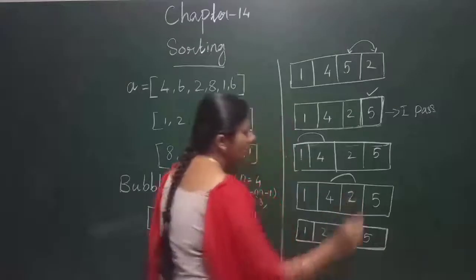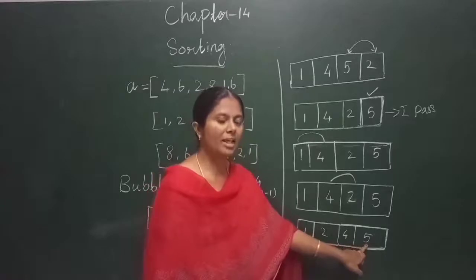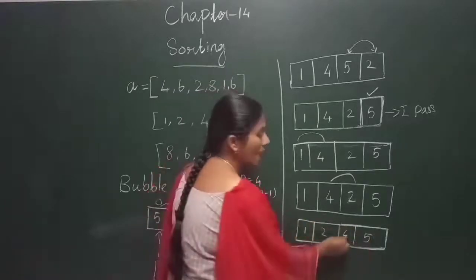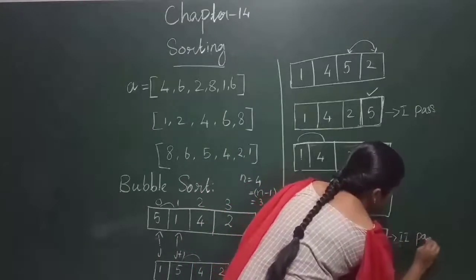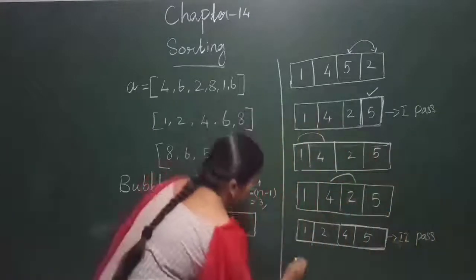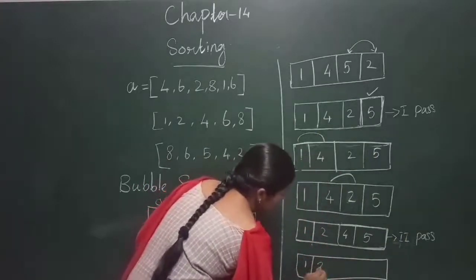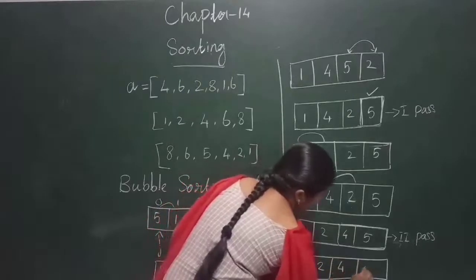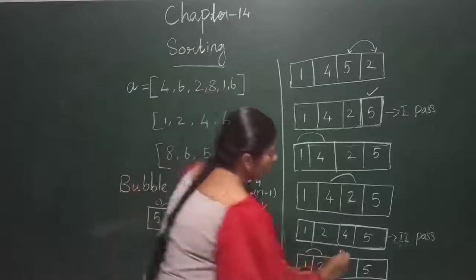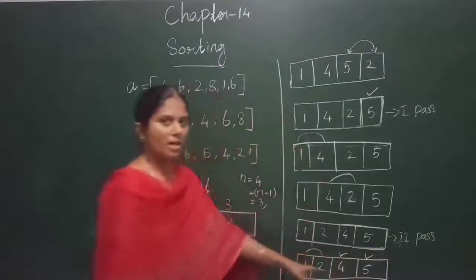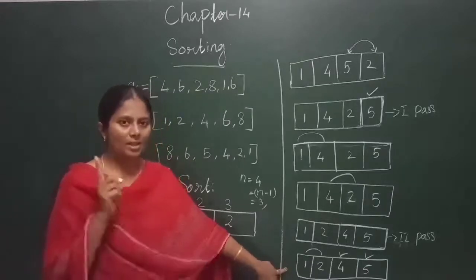Here we have completed the second pass. The largest two elements, 4 and 5, have come to the last two positions. This is the second pass. Next, the third iteration, the third pass, you check the elements 1, 2, 4, 5. Are they in the correct order? 1 and 2 are in order, and 4 and 5 are also in order. So you have completed the process. The array gets sorted. Are you clear about this?